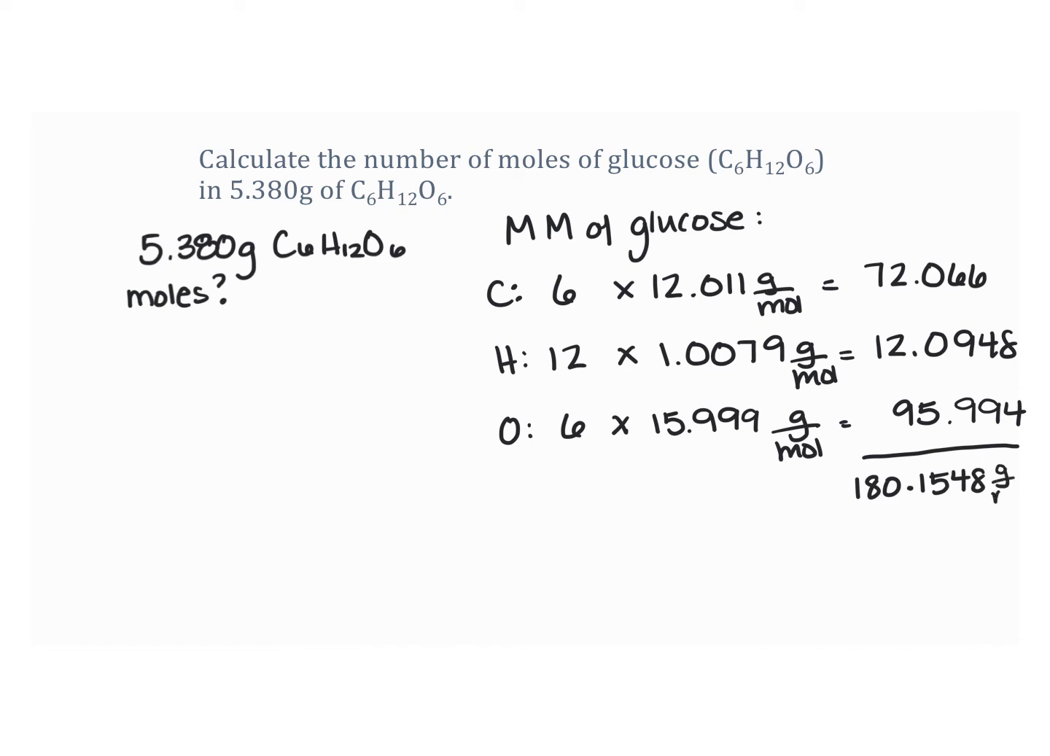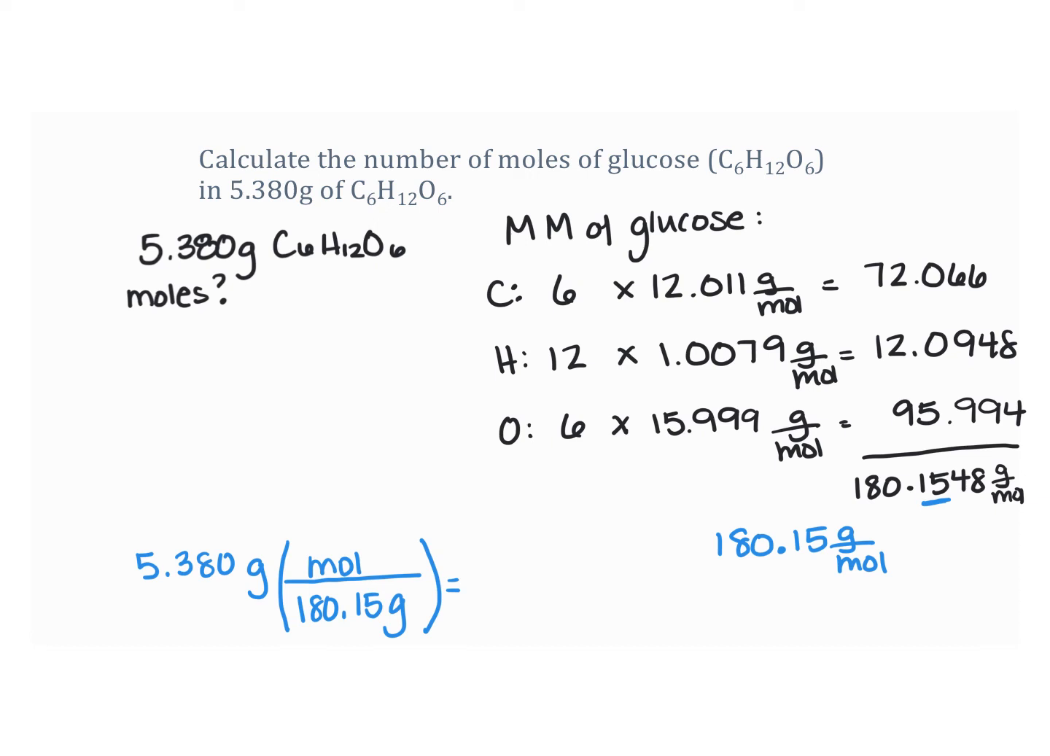When you add all these things up together, we get 180.1548 grams per mole. You can use this entire thing, but you can also round. You need to round to at least 2 decimal places for all your molar masses. So, for example, I'm going to use 180.15 grams per mole. Do not go less than 2, okay, because that'll give you some rounding errors. So, we start with 5.380 grams. We come here with our molar mass, and that's 180.15 grams per mole.